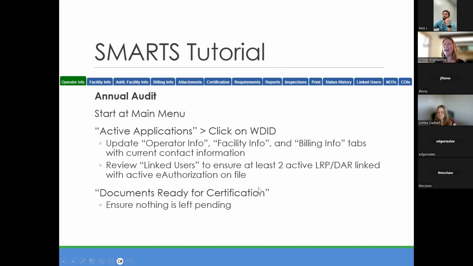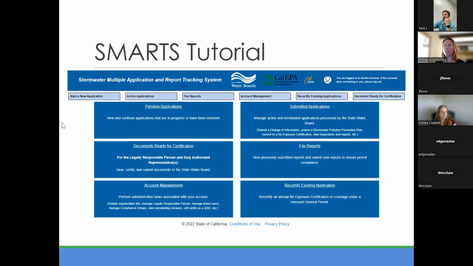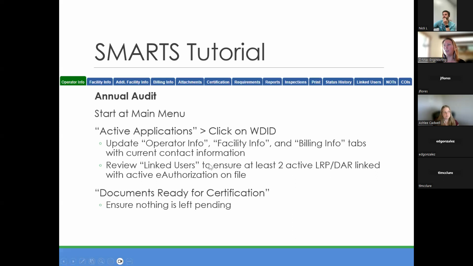But where previously they had the menu on the left, now everything is in its own box. So, a quick tutorial: the thing I'd like you guys to be able to do every year is your annual audit, where you're going to start at the main menu and go to active applications. From this first page, you'll see active applications is the second light blue box. Going there, make sure you click on your WDID and update any info. I do notice that in these tabs, I often see staff members that are no longer with the district.